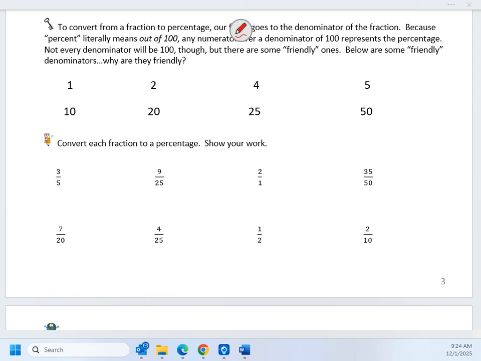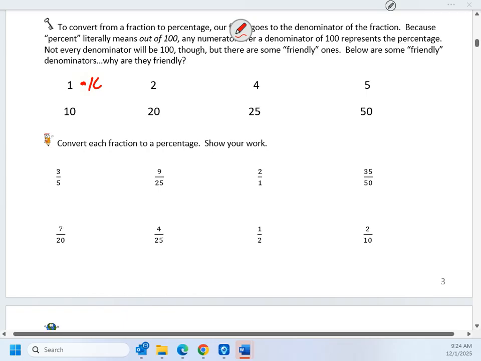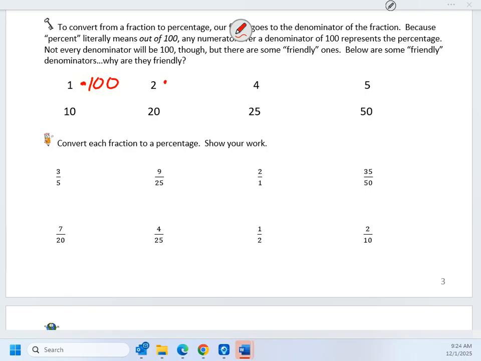So if I have a 1 as my denominator, what do I multiply it by to get to 100? Michael? 100. If I have 2 as my denominator, what should I multiply it by to get to 100? Fernanda? 50. If I have 4 as a denominator, what do I multiply it by to get to 100? Vinny? 25. If I have 5 as my denominator, what should I multiply it by? Presley? 20.